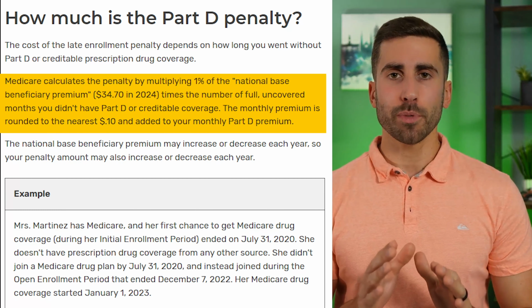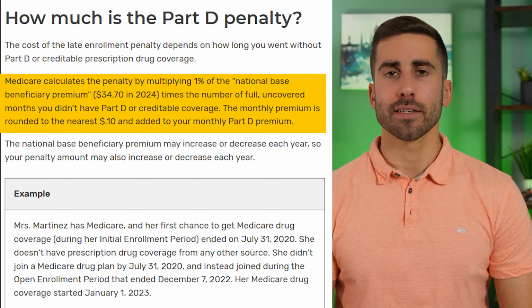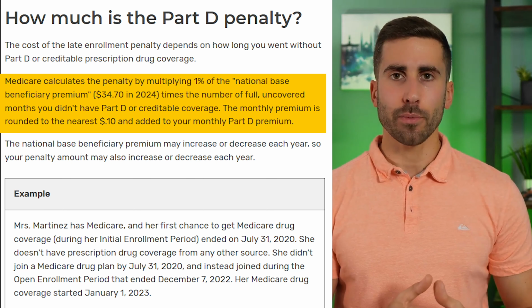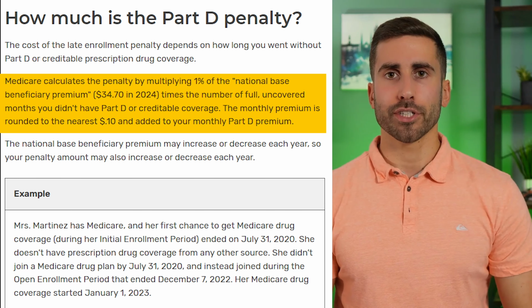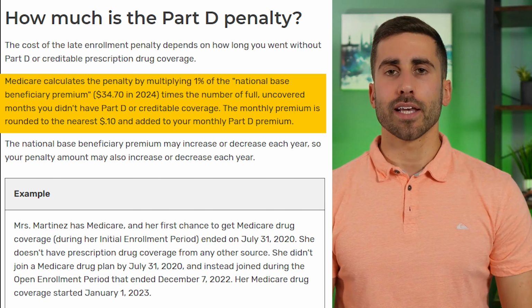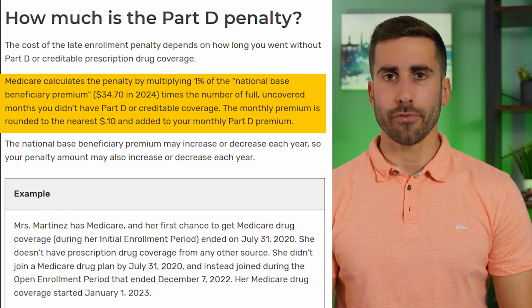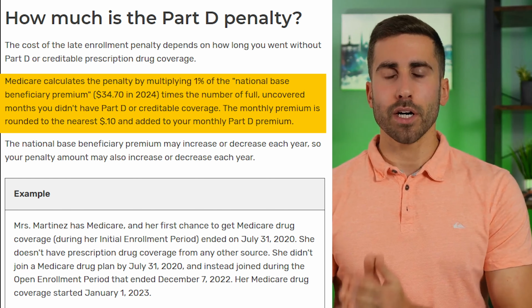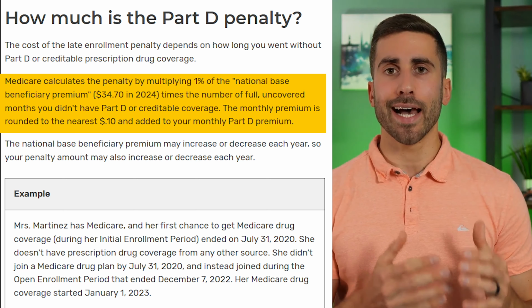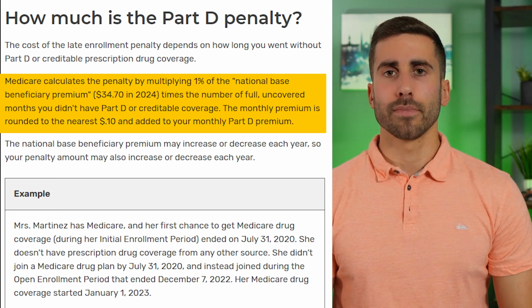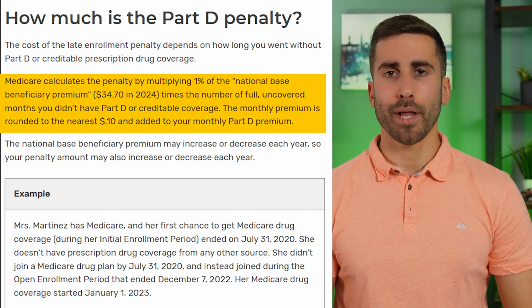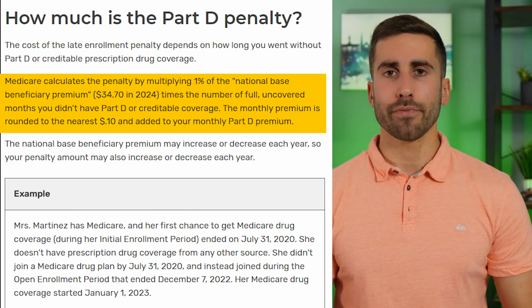The Part D penalty is calculated by multiplying 1% of the national base beneficiary premium. You don't have to remember that exact term, but we'll talk about what it means. That base beneficiary premium is $34.70 per month in 2024. You take that number times the number of full uncovered months you did not have Part D coverage or creditable coverage after your IEP. This amount is then rounded to the nearest 10 cents and added to your monthly Part D premium as a lifetime penalty.